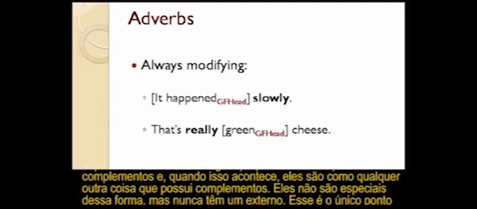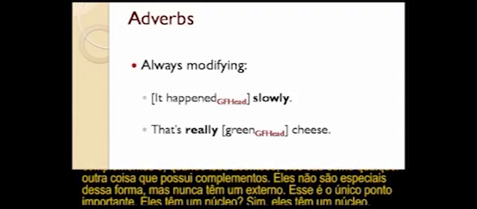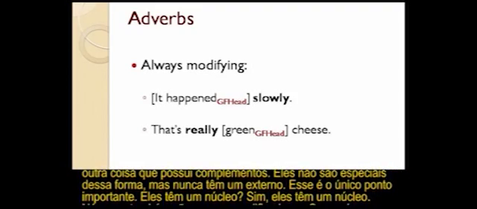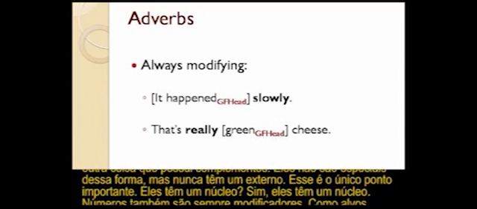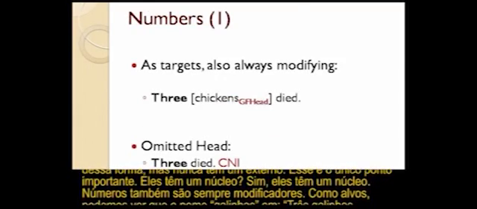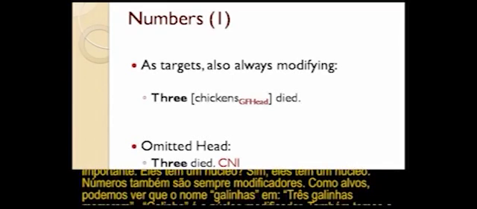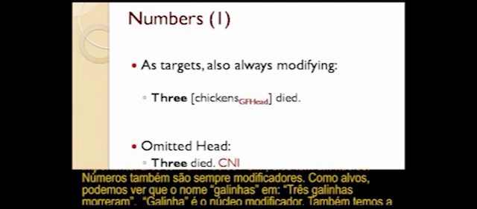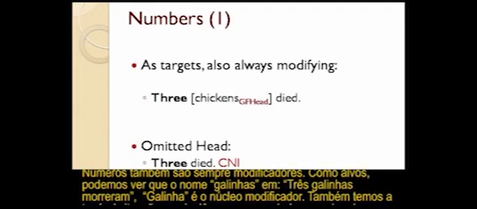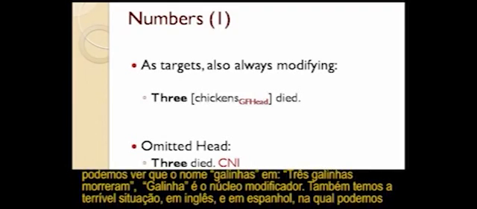But they never have an external. That's the only point. They have a head. Numbers, also always modifying. So as targets, you can see that the noun chickens in "3 chickens died", chickens is the head, the modified head.